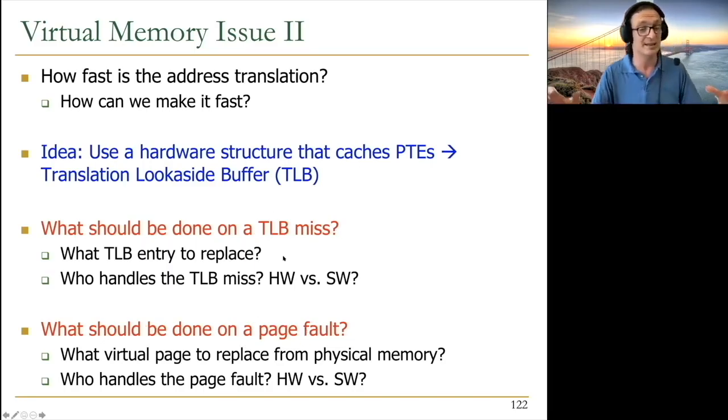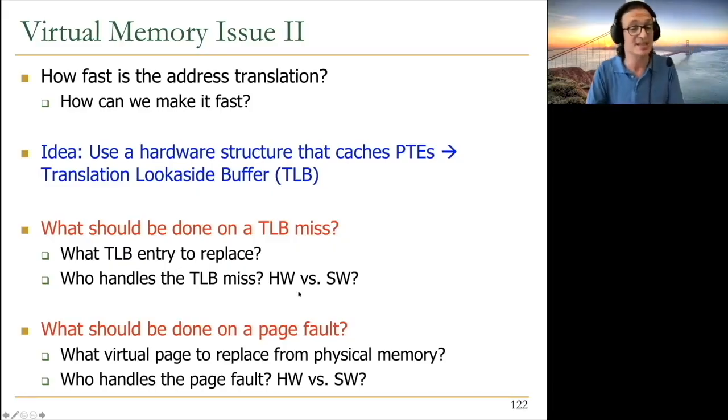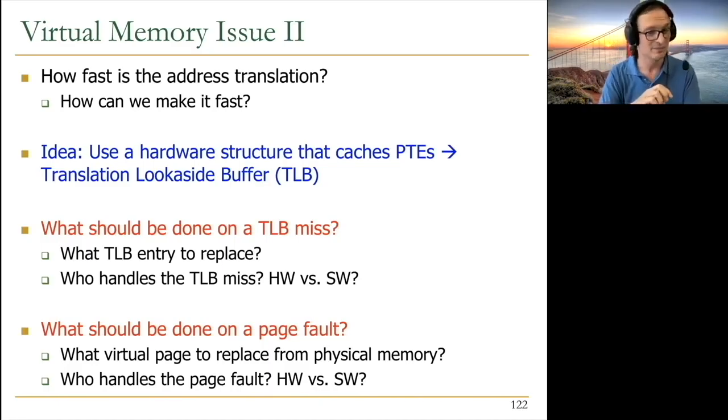A TLB miss says that the translation is not cached in the TLB, in the hardware TLB. A page fault means that the physical page corresponding to this virtual page is not mapped in physical memory. It doesn't exist in physical memory. So you need to bring it. You may get a TLB miss that doesn't result in a page fault, obviously, right? You can actually have a valid page table entry. You may get a page fault that doesn't result in a TLB miss. That also happens if the page table entry is cached in the TLB, but it becomes invalid for some reason.